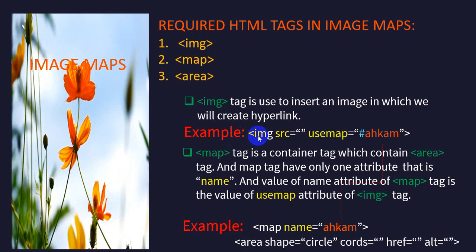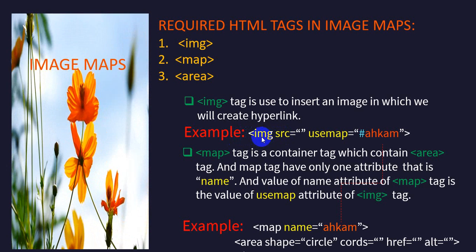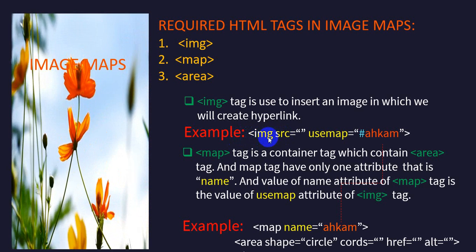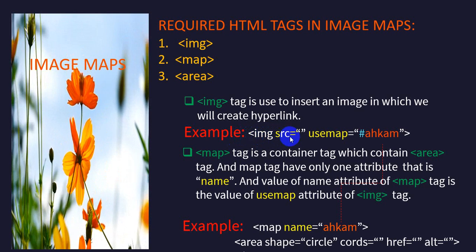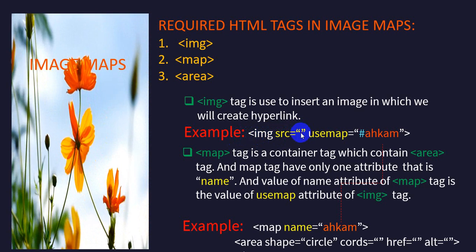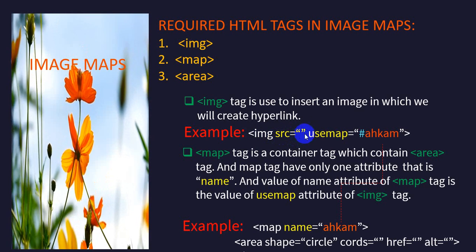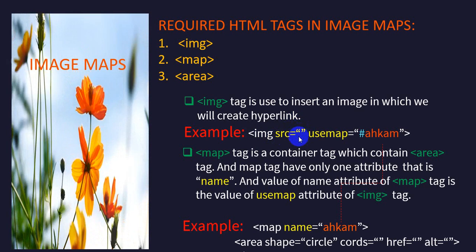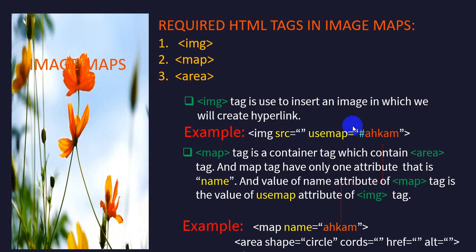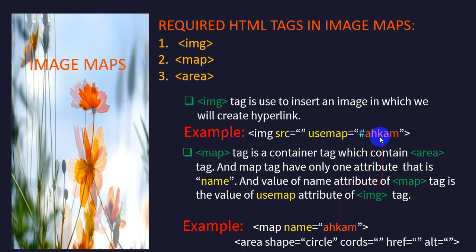See the example, I have written img src. img is the name of the tag, and you know img is a singular tag. img is the name of the tag and src is the attribute. Inside that you will write the name and full path of your image file. You know how to insert an image: you write the full location, then the name and type of your image file. Then I am using the usemap attribute, and inside that I have to assign some value.